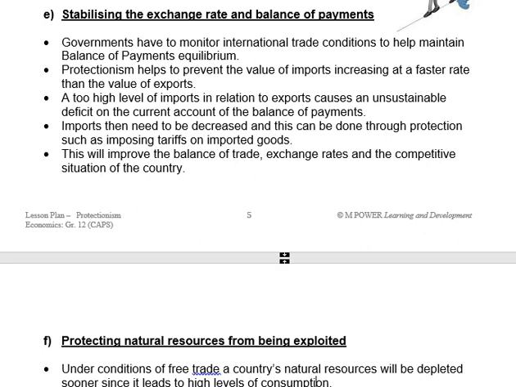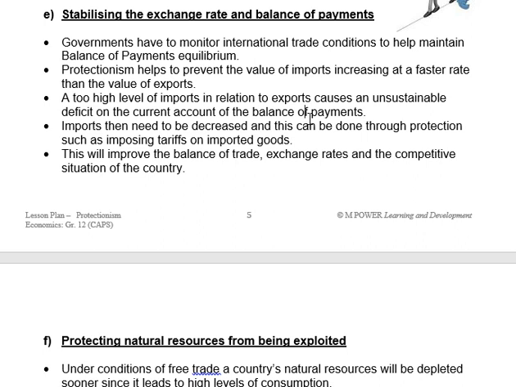Right, now protectionism is there to protect our local industries by reducing imports. So when we use protective measures, the whole idea is that our exports will increase, or exports will stay the same, but our imports will decrease. All right, so if we are importing more than what we are exporting, remember that is going to cause a deficit on the balance of payments. And we are going to end up borrowing money to get rid of that deficit on the balance of payments.